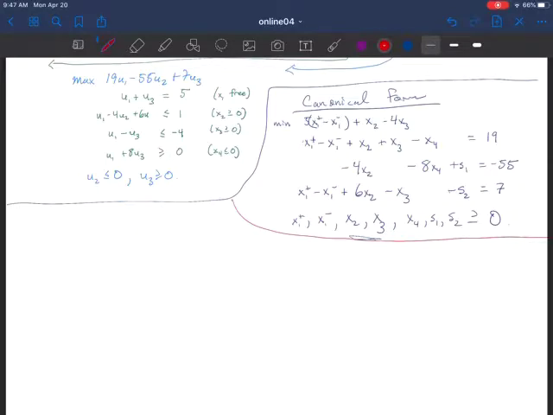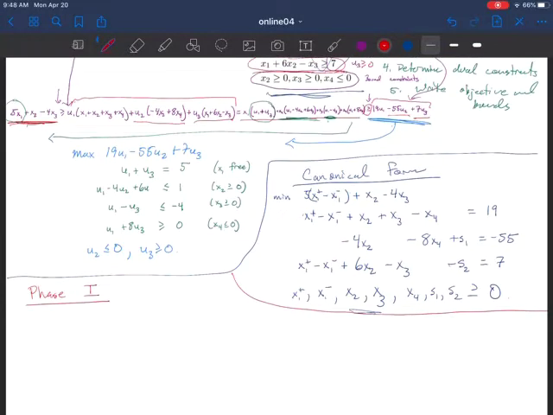Welcome back to the third part of the lesson today. So we've constructed the dual, we've constructed the canonical form of the original, and now from this canonical form, we're going to construct a phase one.